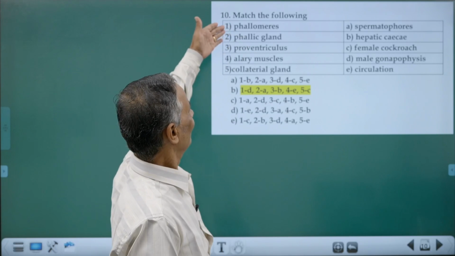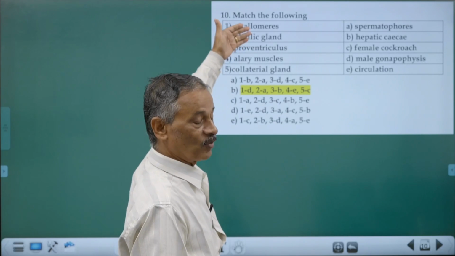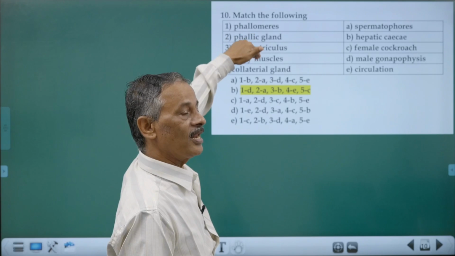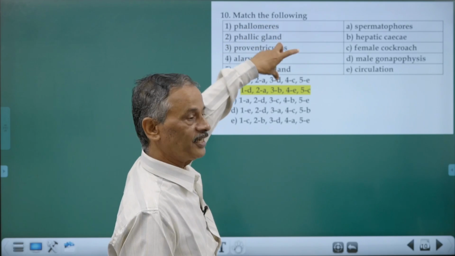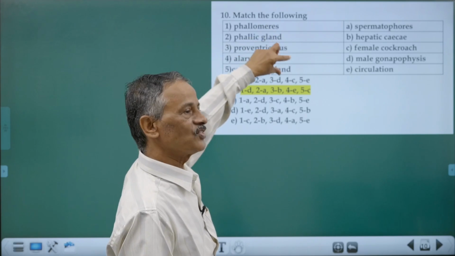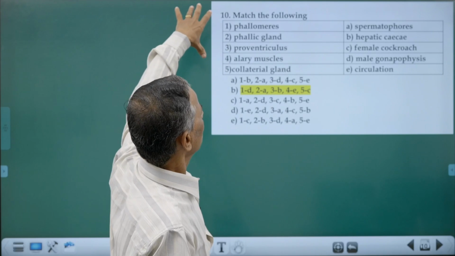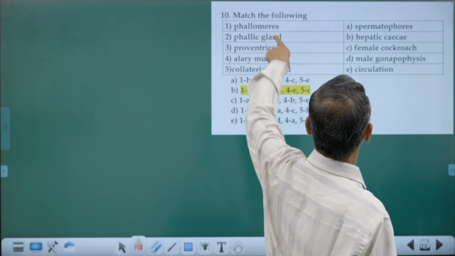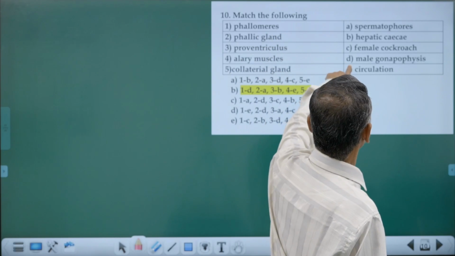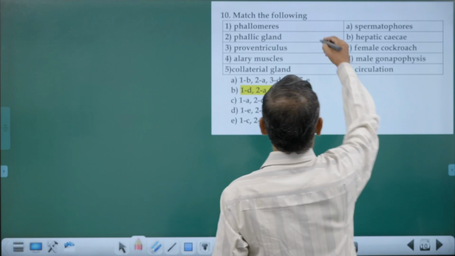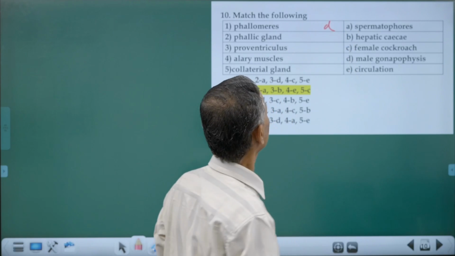This is the phallomere that I was telling you now. External visible genitalia of a male consists of 3 irregular plates called phallomeres. Okay, so phallomeres are male gonapophysis. So it should be D.